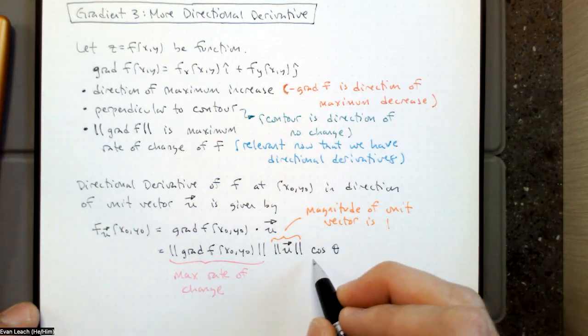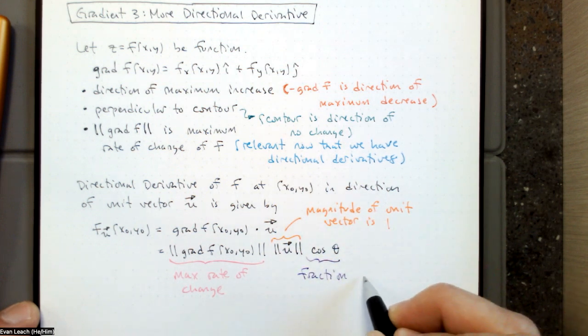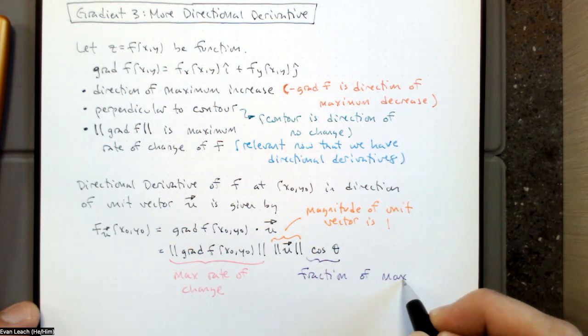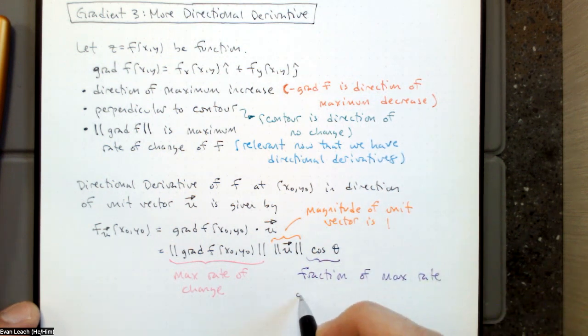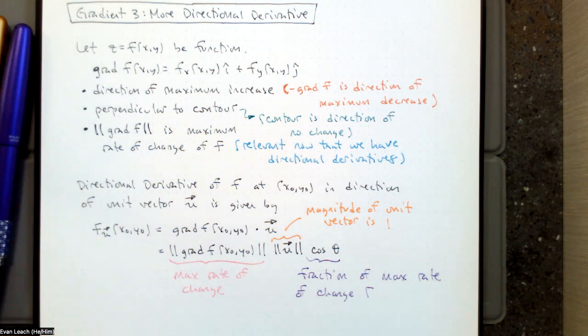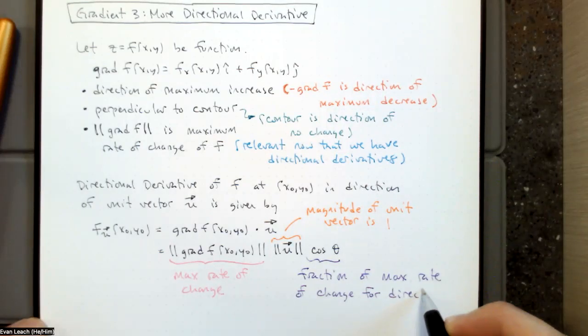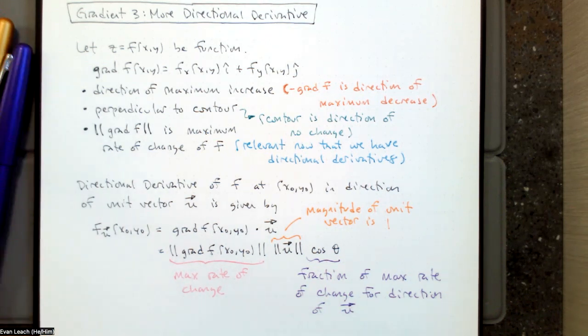So this cosine of theta is the fraction of the max rate of change in the direction of u. This is why we want that unit vector. All I want is to take the maximum rate of change and multiply it by some fraction, something between -1 and 1.